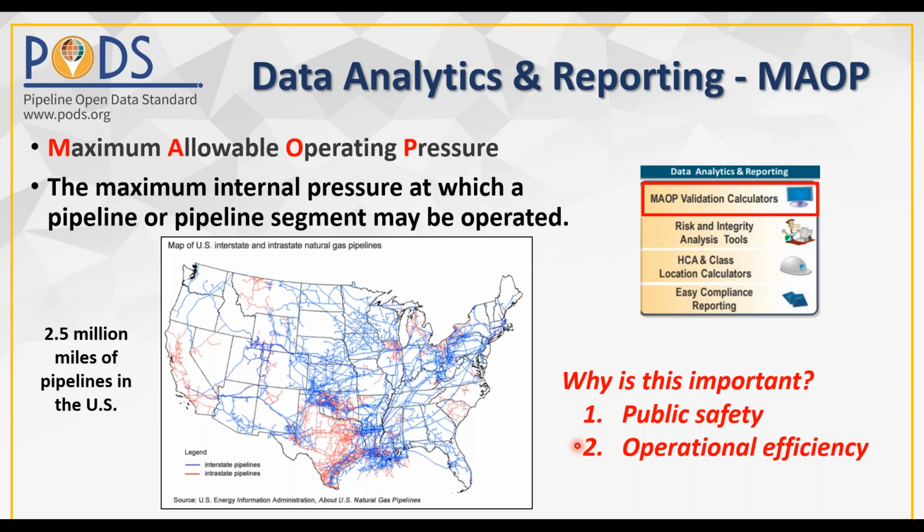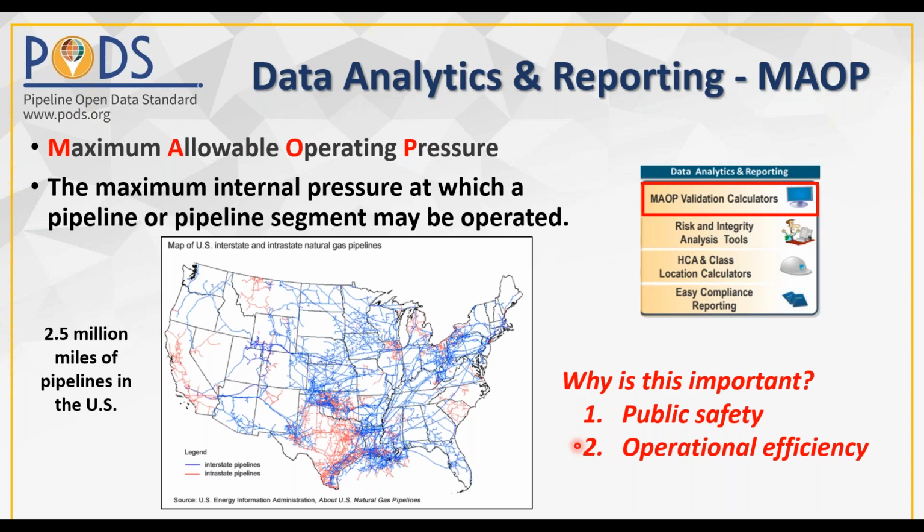You may have recently heard PHMSA is revising the federal pipeline safety regulations to improve the safety of onshore gas transmission lines. This final rule addresses congressional mandates, National Transportation Safety Board recommendations, and response to public input. A recent PHMSA regulation requires operators to provide confirmation of their MAOP values. Operators using PODS will be able to use various data analysis techniques to carry out their compliance activities.